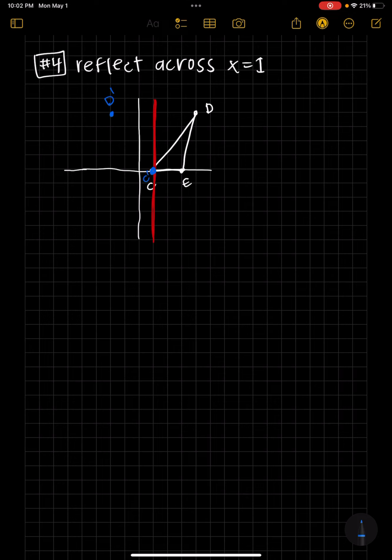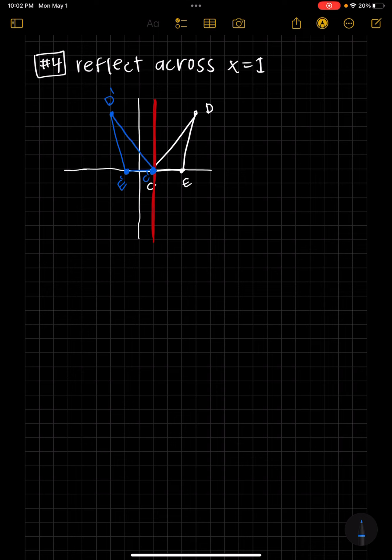And then my point E, if I go from the red line to point E, I go 2 to the right. So instead I'm going to go from the red line 2 to the left. And here's my new point E. And then we just connect all the dots. And there we have it.